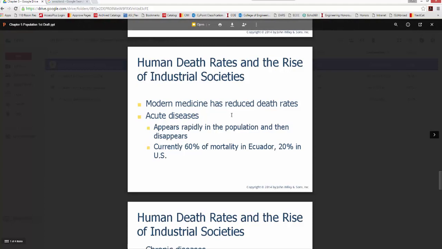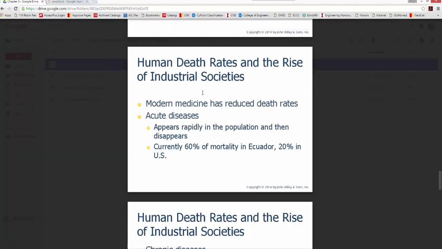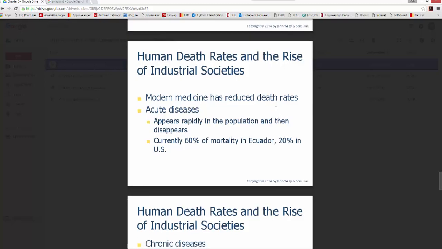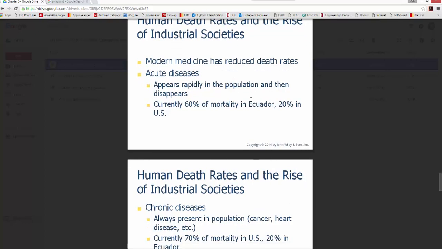When you think of acute diseases, you think of things like SARS, Legionnaire's disease, the Black Plague. Those are things that appeared rapidly in a population and then basically disappeared. It says here that about 60% of deaths occur in Ecuador because of acute diseases, whereas only 20% in the U.S. And that has to do with access to better medicine, more readily accessible.